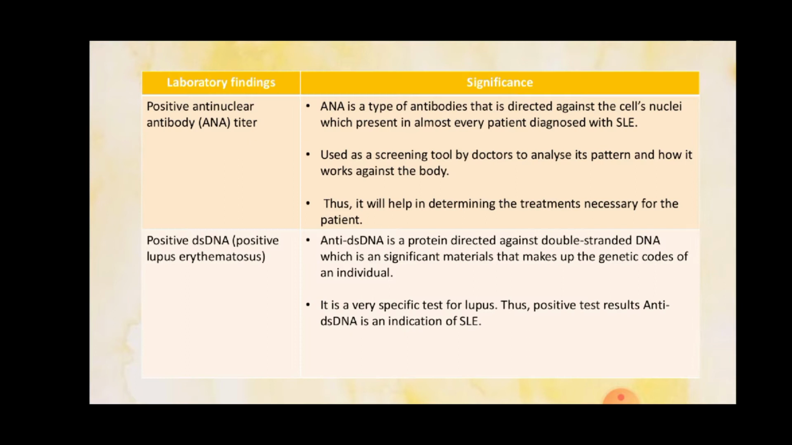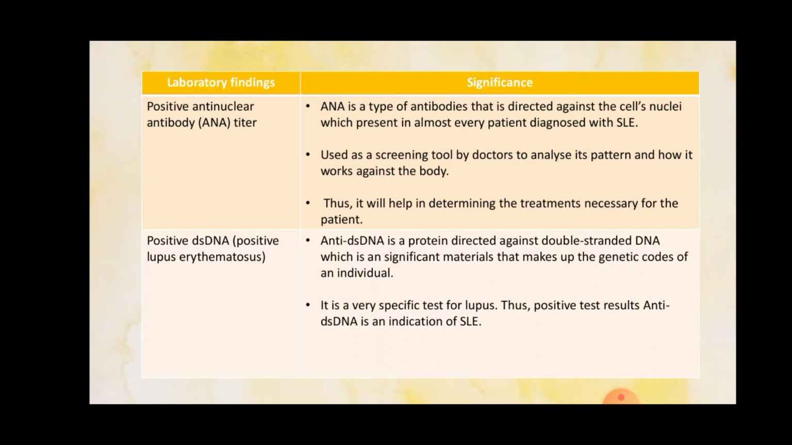Number 1. The significance of the first laboratory finding, positive anti-nuclear antibody titer, which is a type of antibody that is directed against cell nuclei. It is used as a screening tool by doctors to analyze the pattern and how it works against the body.